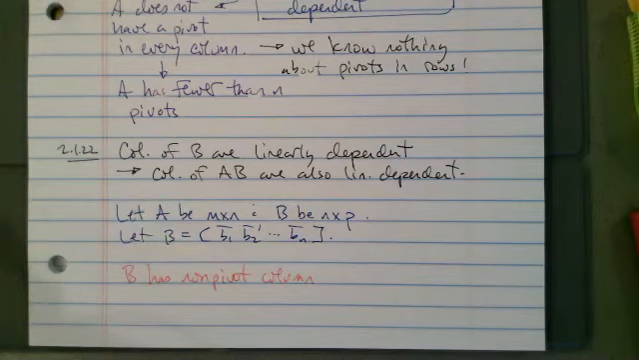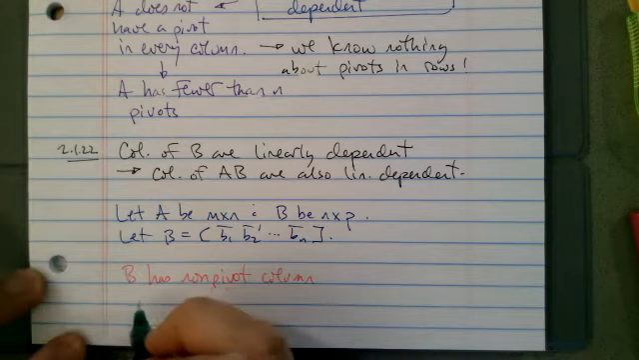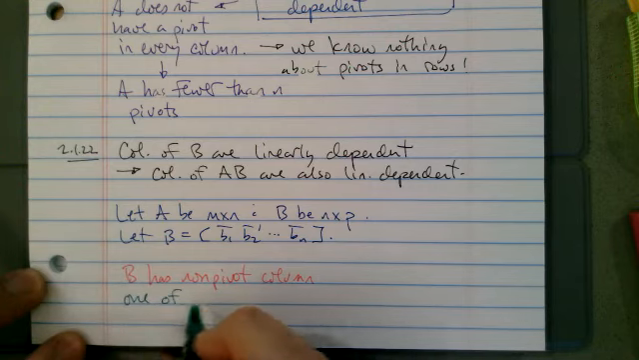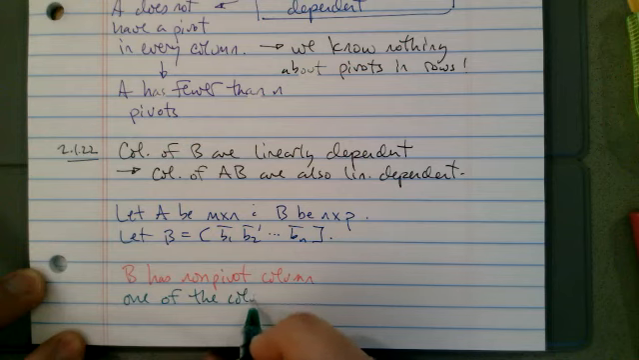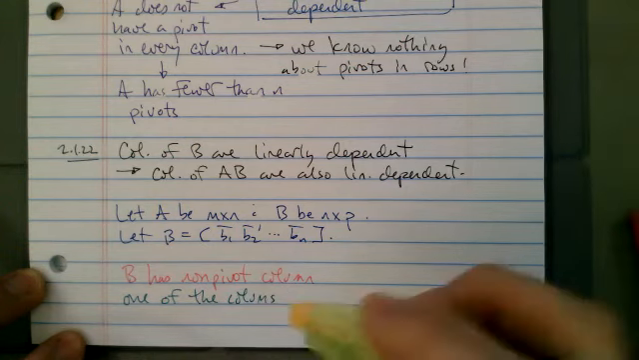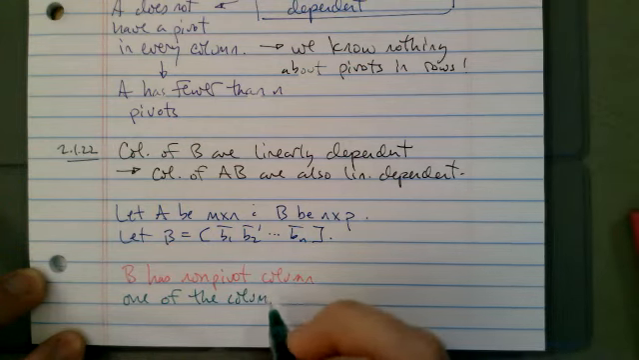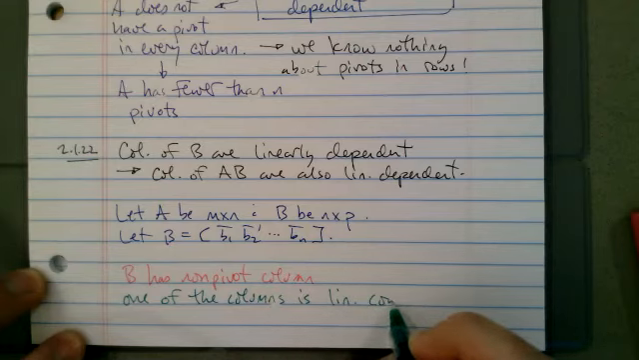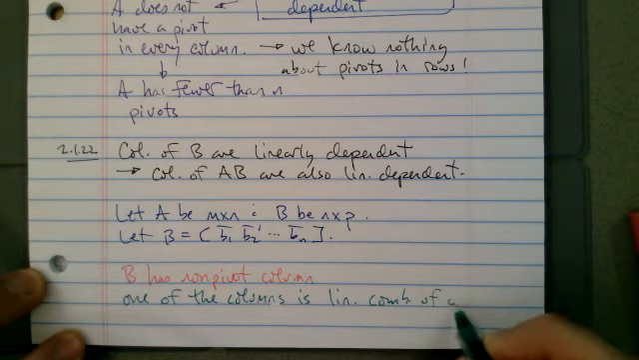So that's close. Linear combinations. One of the vectors is a linear combination of the others, which means they're linear combinations of each other. But specifically, one of the vectors is a linear combination of the others. One of the columns is a linear combination of the others.